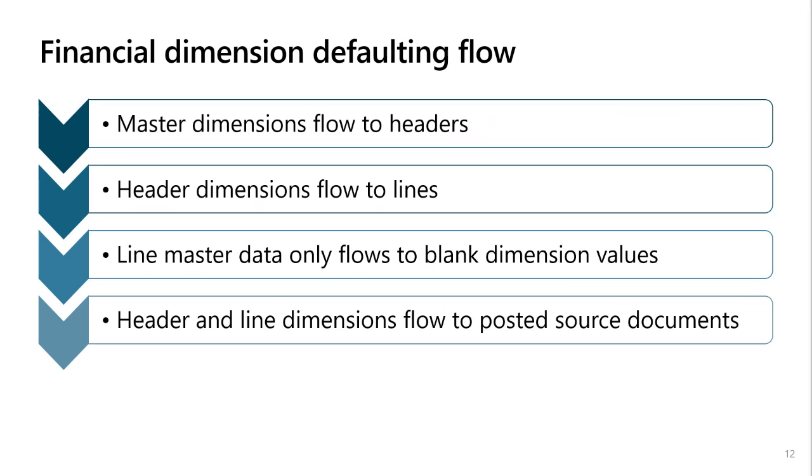Once you've created a transaction, the dimensions from the header and lines of the transaction will flow into the posted source documents. In some cases, you can override the dimensions on a specific source document, such as the invoice, but we generally recommend that you specify these details on the original order and allow them to flow through the transaction.